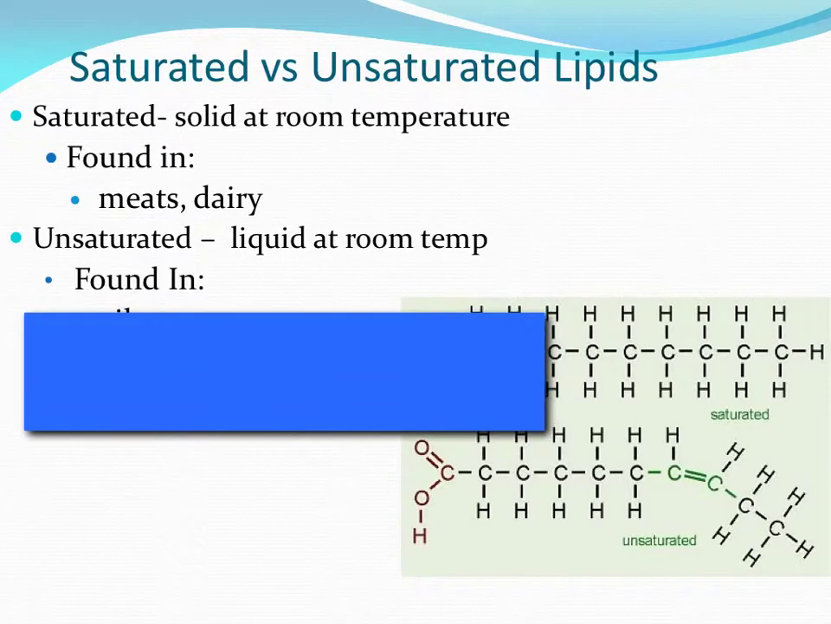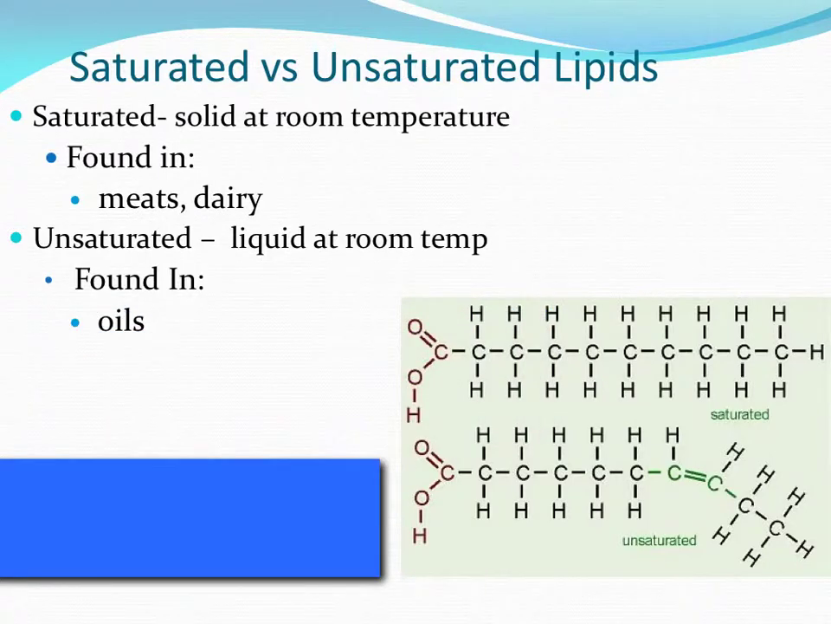Unsaturated fats are just the opposite of that, right? They are liquid at room temperature, so think of olive oil or canola oil, stuff like that. The reason is the chemistry of the molecule, as you might have guessed.